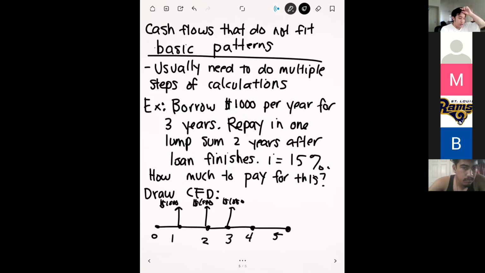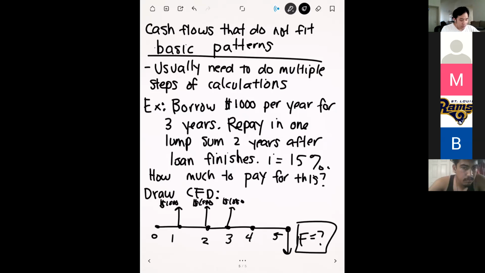And so what the loan says is that we can take out those monies for the first 3 years, but we don't have to repay the loan until 2 years after the end. So 2 years after the end of this will be in year 5. And so at the end of year 5, we're going to make one lump payment, and that's what we're trying to solve.